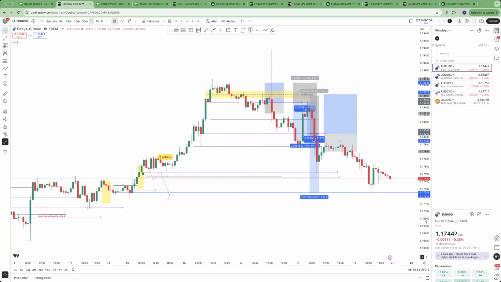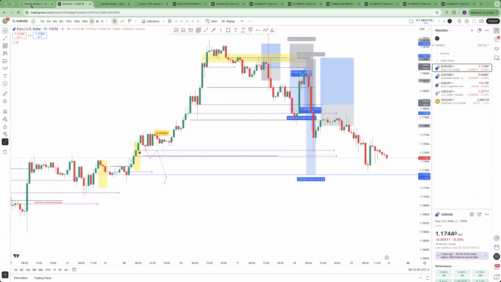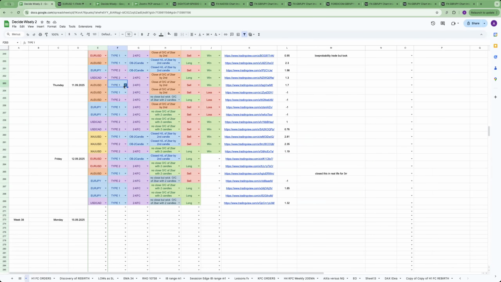You already know, like I said, this is not about rules. In my rules, I have two types of entries. It can either be a 2 KFC or it can be an OB. I have continuation, but I don't trade continuation on the 1 hour. So it's simple. I come on each day. I want my pair. I trade 5 of them here, 5 there.